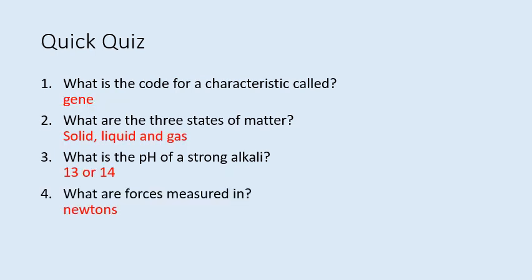Okay, so the answers you should have got: a code for a characteristic is a gene, three states of matter are solid, liquid and gas, and the pH of a strong alkali is 13 or 14. Forces are measured in newtons.